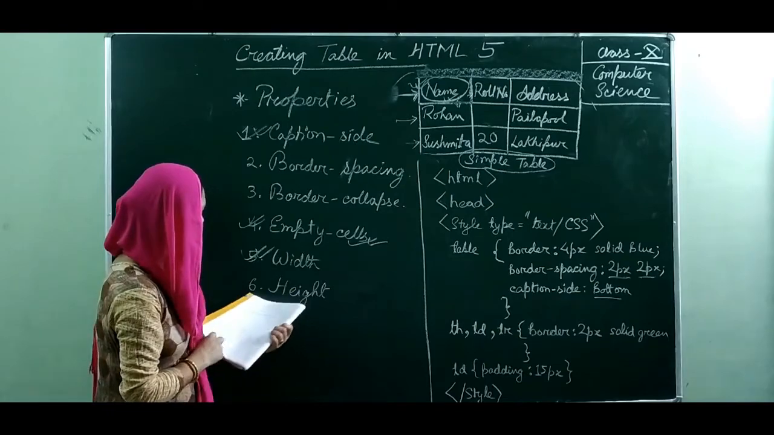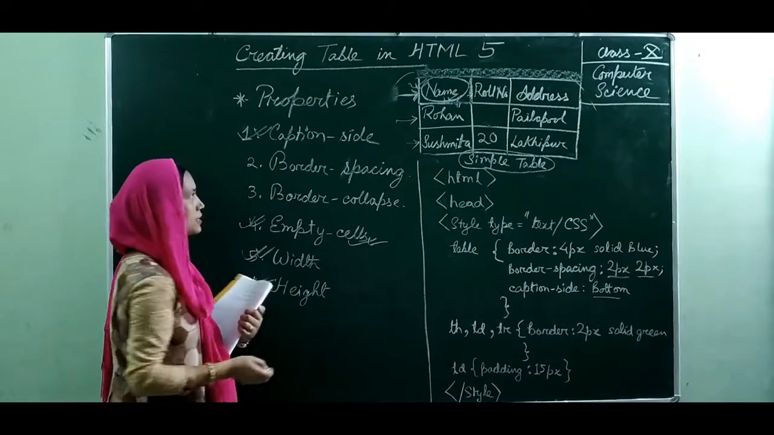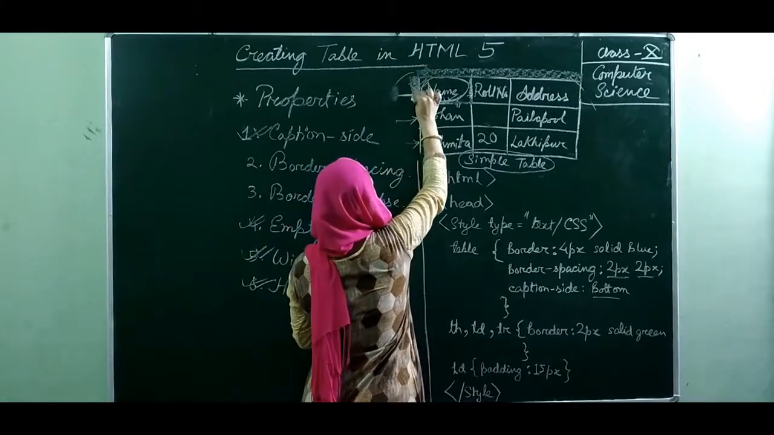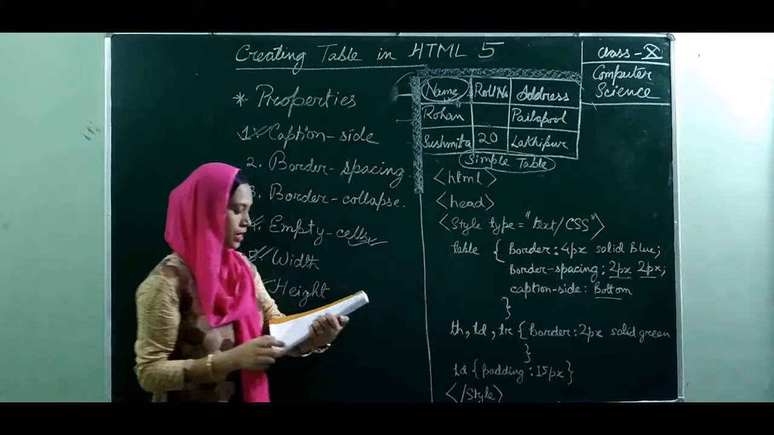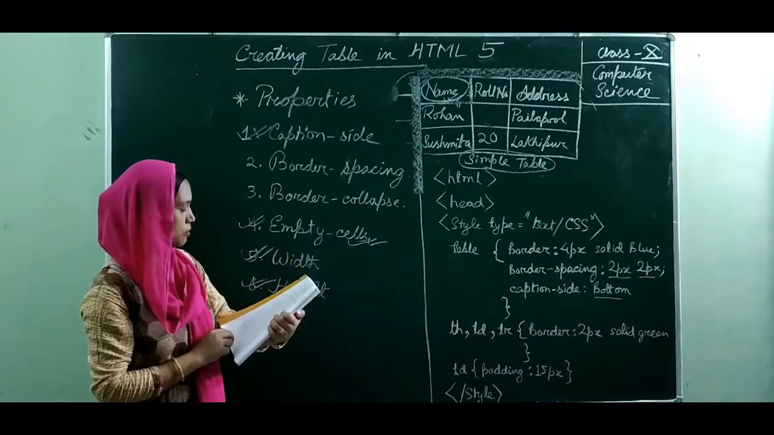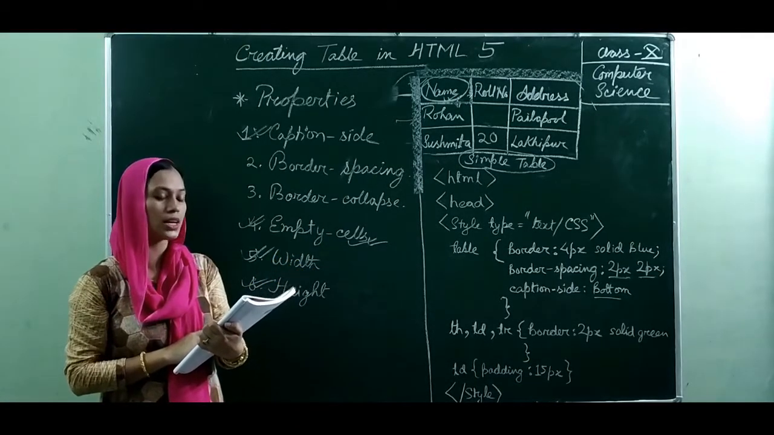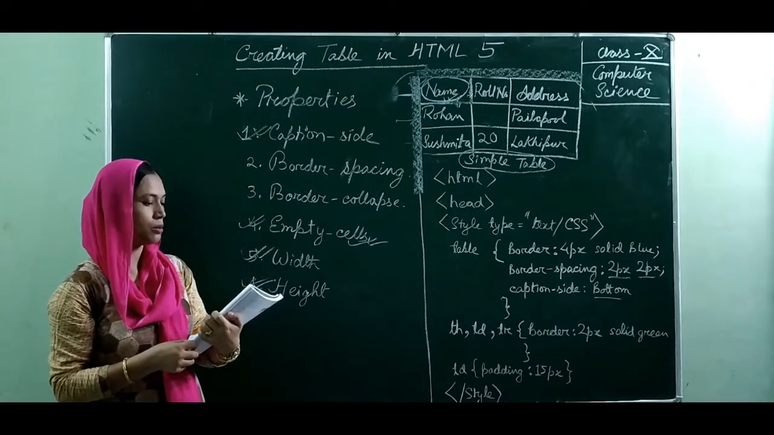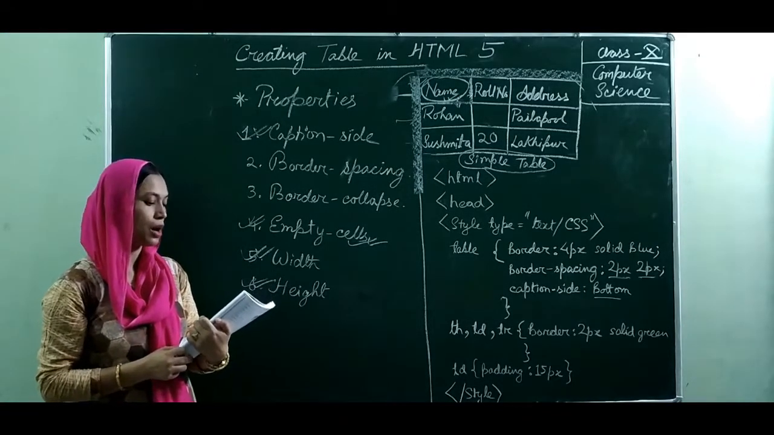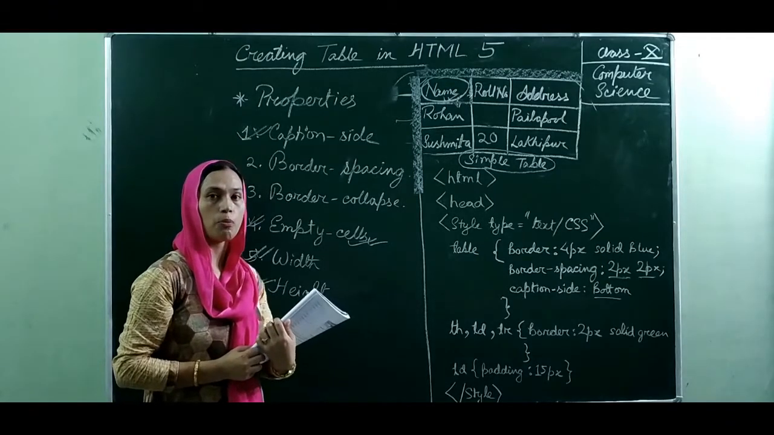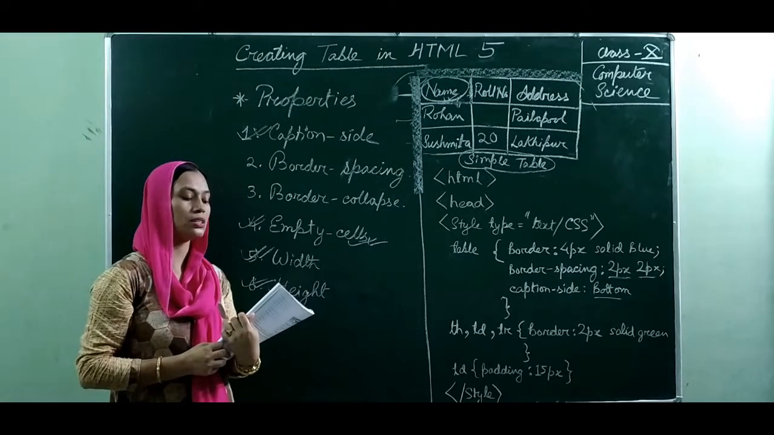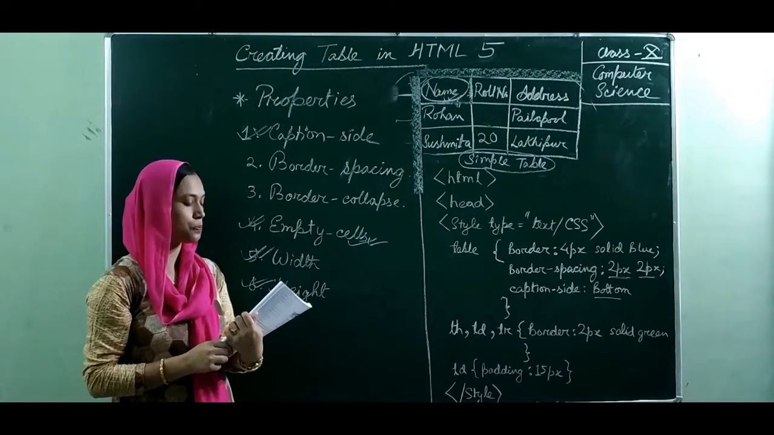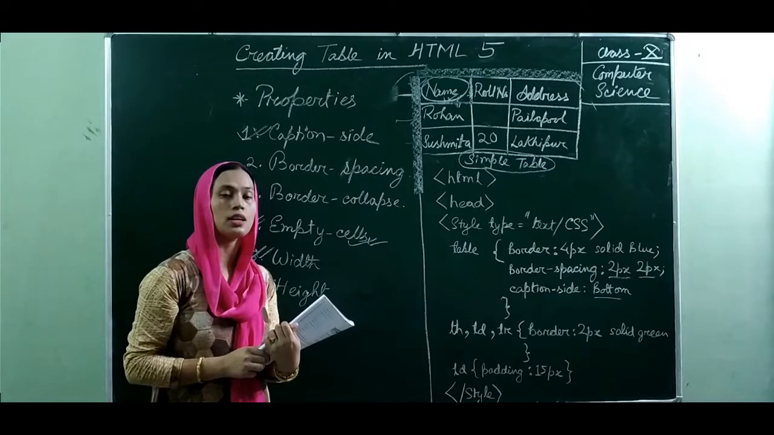Next, you have height, the last property of CSS, and that property is used to set the height of the table. If you want to make your table height more, then you can use this property in CSS. This property you can also apply with the help of pixels, and the value depends upon you, like 50%, 100% or 20%. Or you can also write 50px, 100px or 200px.